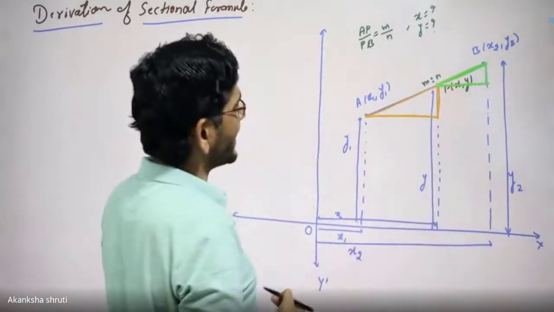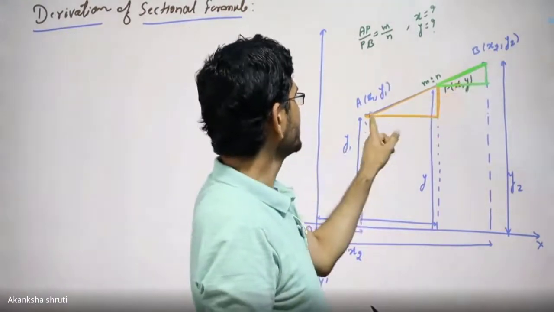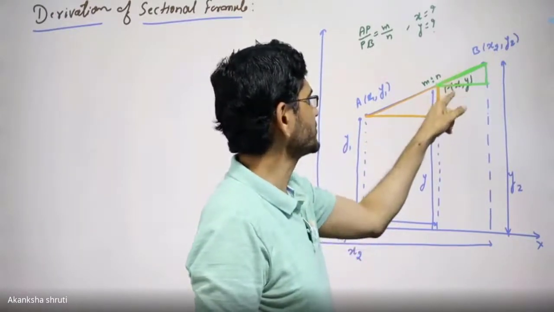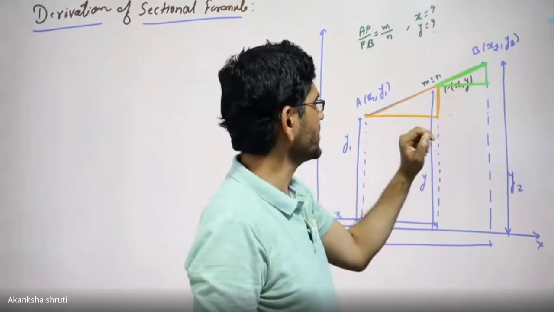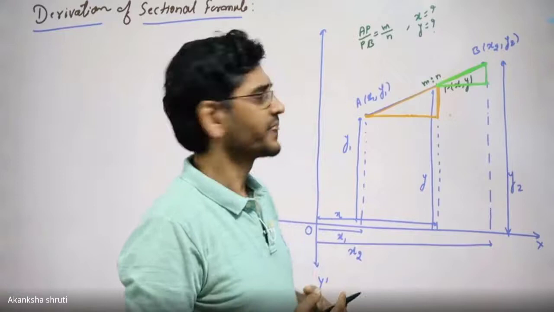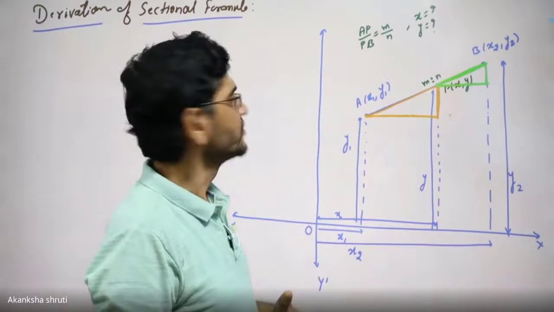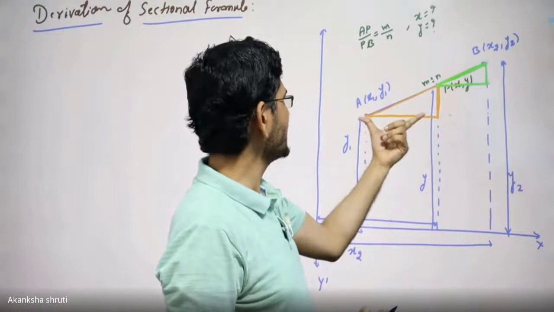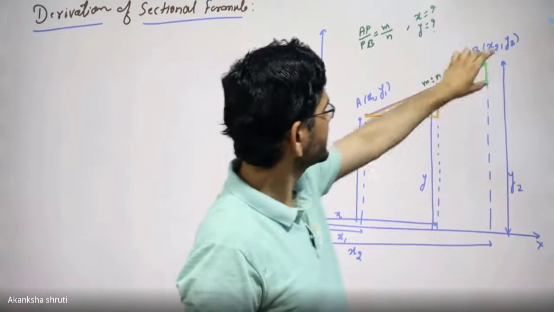In these two triangles, these angles are 90 degrees. This is parallel to this, so this angle becomes equal to this angle, meaning the angle at P on this side of the triangle is equal to the angle at A. The third angle will also be equal. These two triangles are similar. So when two triangles are similar, their sides are proportional. So whatever the ratio AP is to PB, that can be written as this much length divided by this much length.